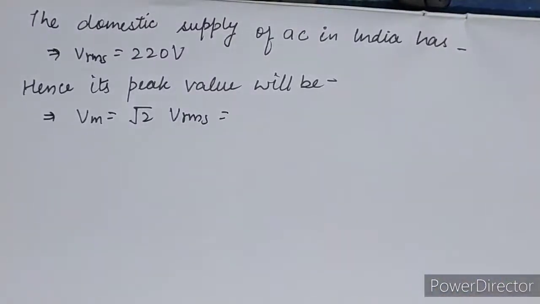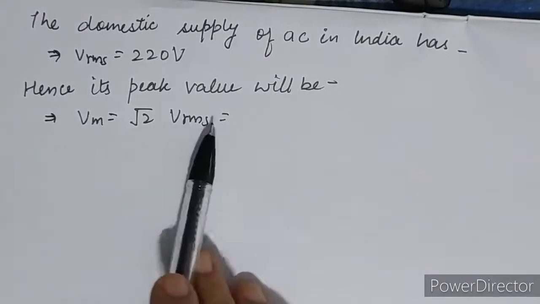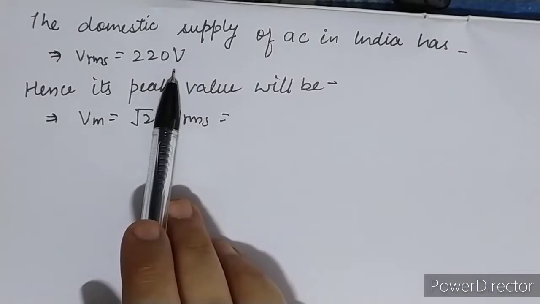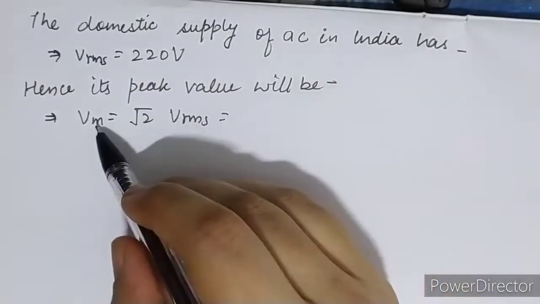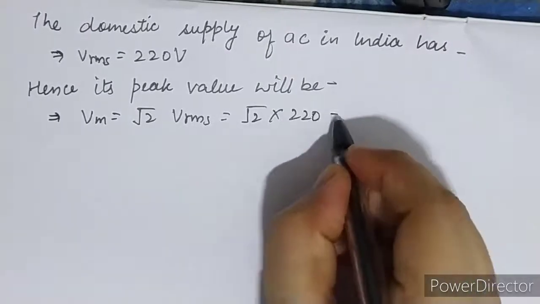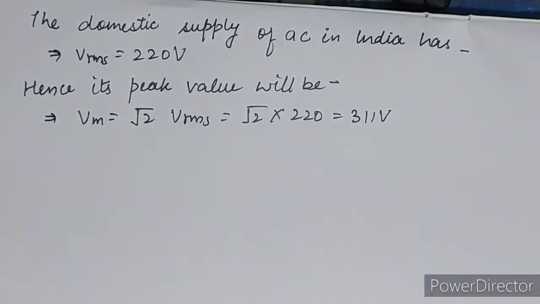This we have already calculated, beta. You know, VRMS is equal to Vm upon root 2. So Vm is equal to root 2 into VRMS, and we know the value of VRMS for domestic supply in India is 220. So I am calculating the peak value. Root 2 into 220 will be 311 volt. This is the peak value. RMS value is 220 and the peak value is 311 volt. Okay, clear, which is used in India.